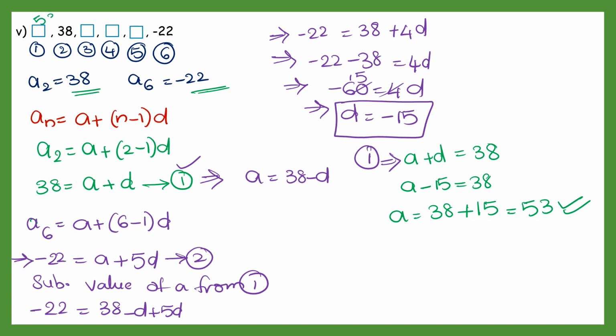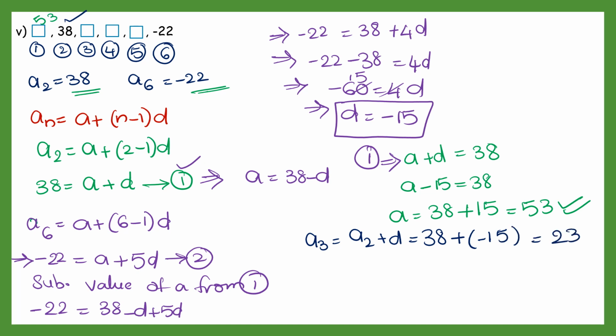This first term is 53. We know the second term. Can we find the third term? Yes. Third term A3 will be the second term plus the common difference. The second term is 38, plus the common difference, minus 15. 38 minus 15 you get 23.